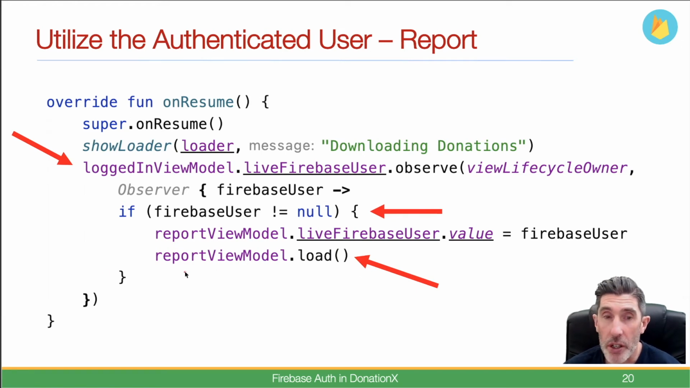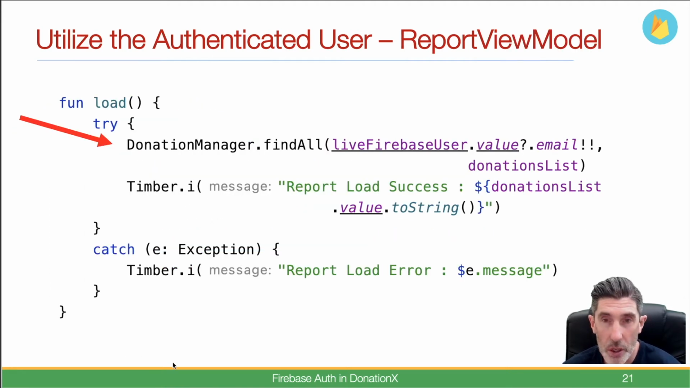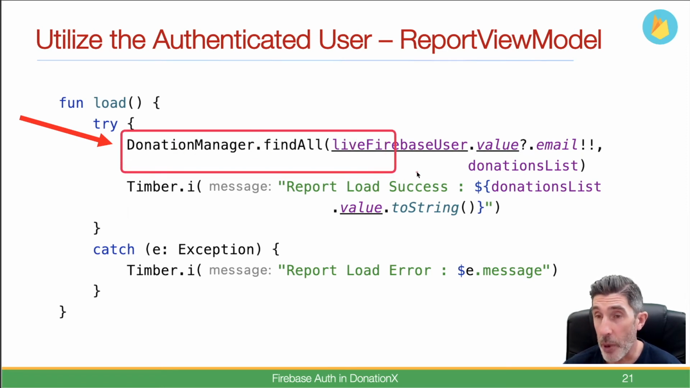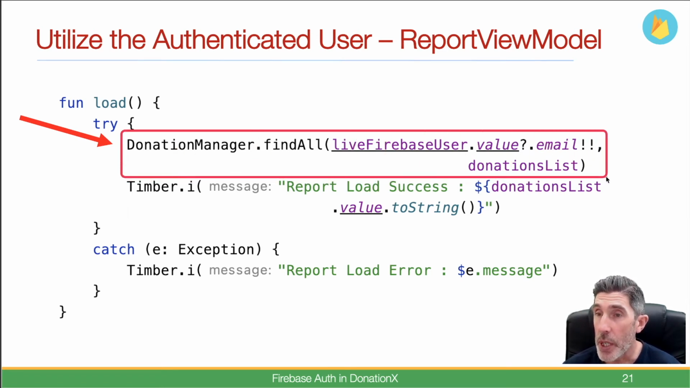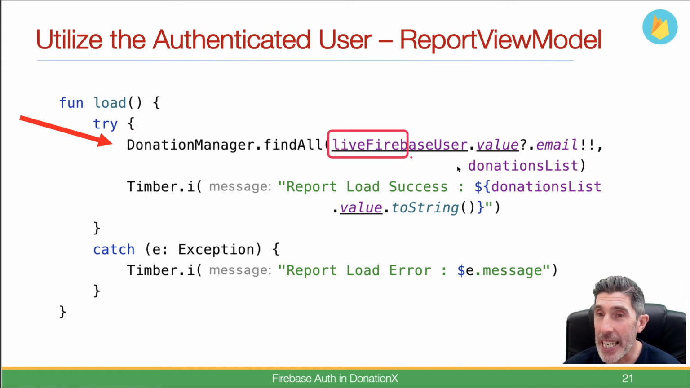How that is triggered, again, just to remind ourselves, is inside the view model itself. So here we are inside our load. The changes, this is part of the lab as well. Some of the changes we need to make is we need to now pass in the email of the live Firebase user that we are dealing with, and this is within the view model.